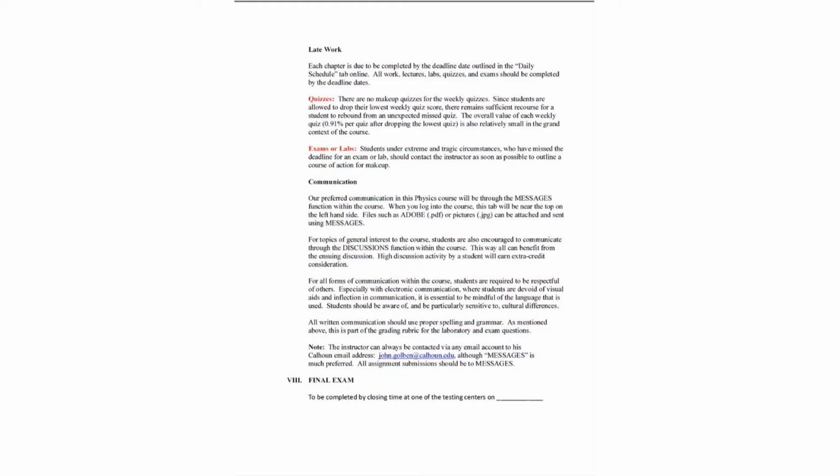Quizzes. There are no makeup quizzes for the weekly quizzes. Since students are allowed to drop their lowest weekly quiz, there remains sufficient recourse for a student to rebound from an unexpected missed quiz. The overall value of each weekly quiz, which is generally about 1%, is also relatively small in the grand context of the course. Exams or labs. Students under extreme and tragic circumstances who have missed the deadline for an exam or lab should contact the instructor as soon as possible to outline a course of action for makeup.